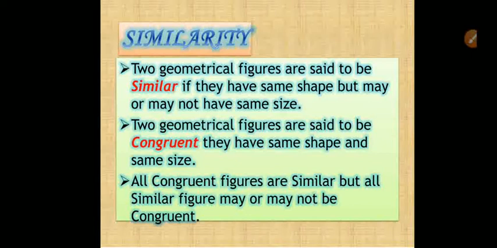But every similar figure is not a congruent figure because in similarity sides are not equal. Only ratios are equal, and that property does not satisfy congruency, and that's why similar figures are not congruent figures.